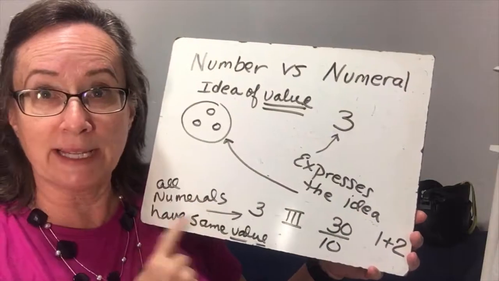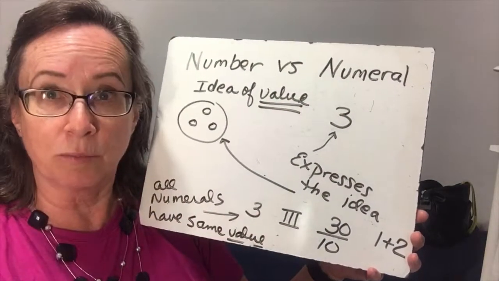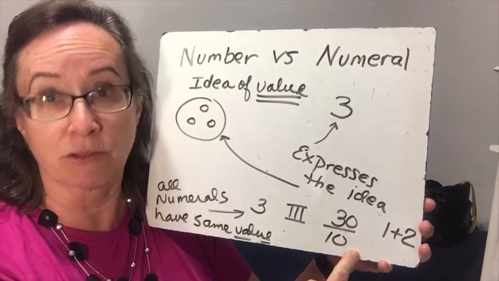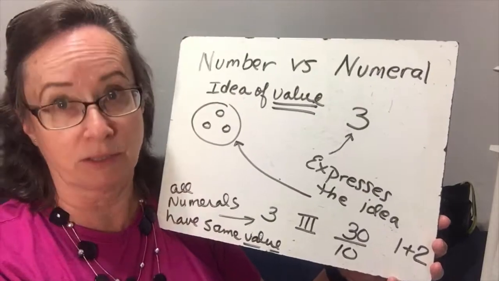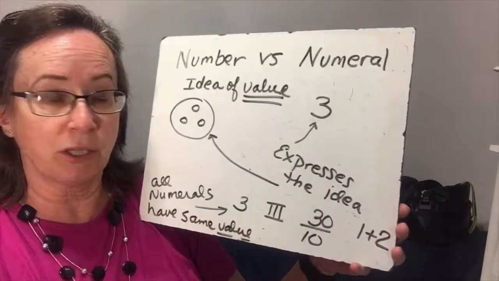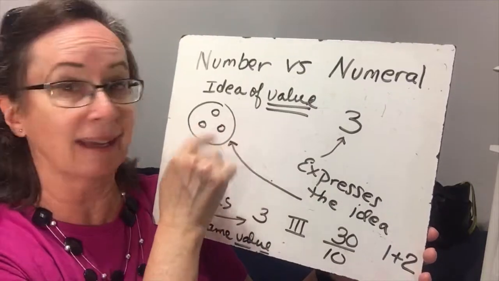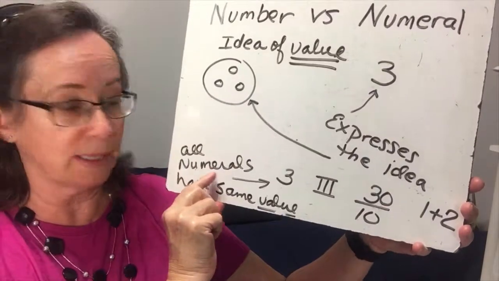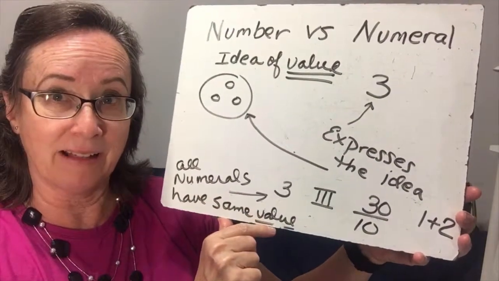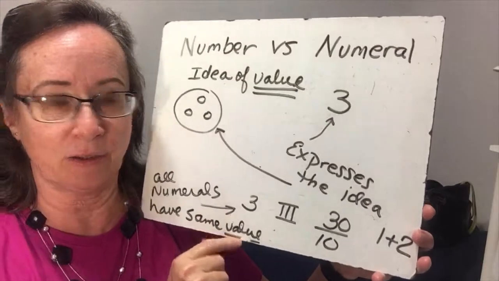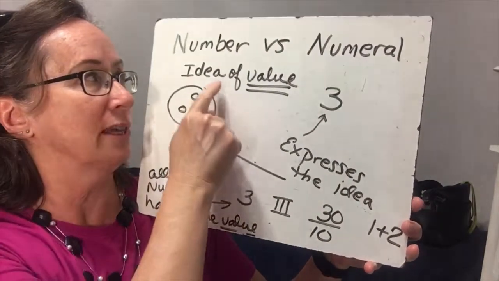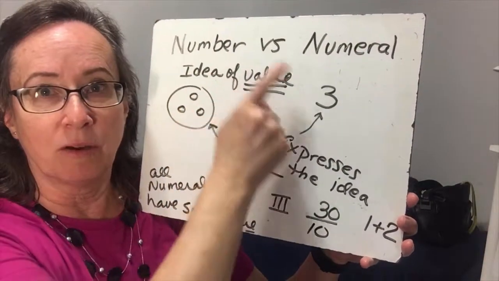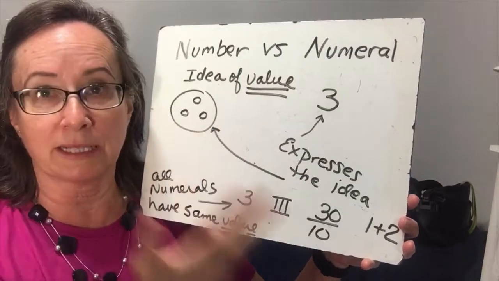So here are different ways that we could write the numeral 3. A 3, a Roman numeral 3, 30 over 10 is 3, 1 plus 2 is 3, okay? So those are all ways to represent the concept of 3. So notice what it says. All numerals here have the same value. And so value can be equated to this word number. Okay, so a number is the idea, which is the amount of value that something has.